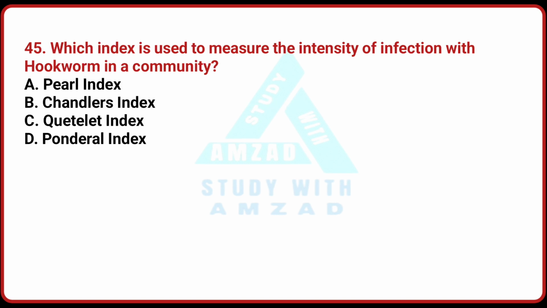Question number 45. Which index is used to measure the intensity of infection with hookworm in a community? Option A, Pearl index. Option B, Chandler's index. Option C, Quetelet's index. Option D, ponderal index.